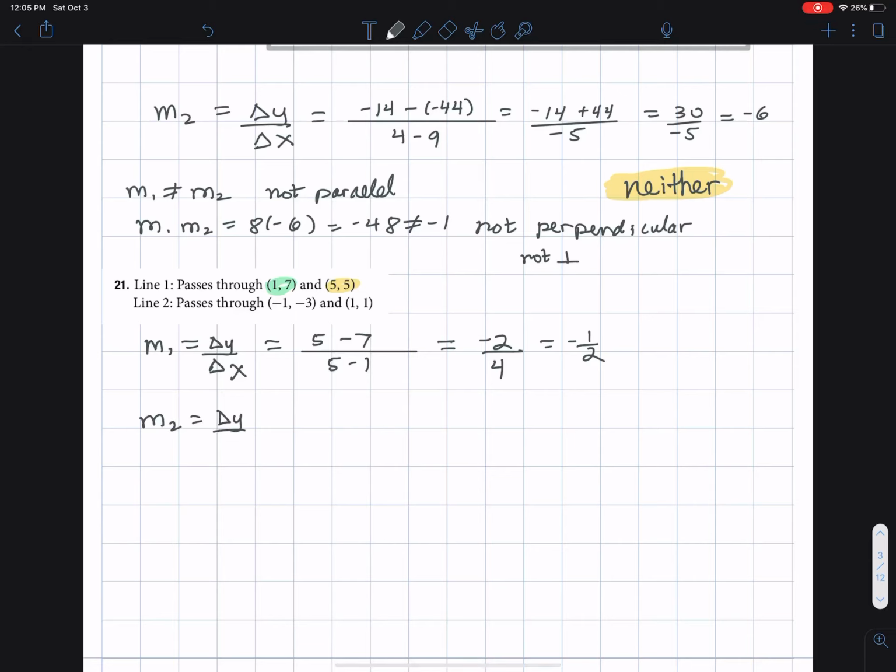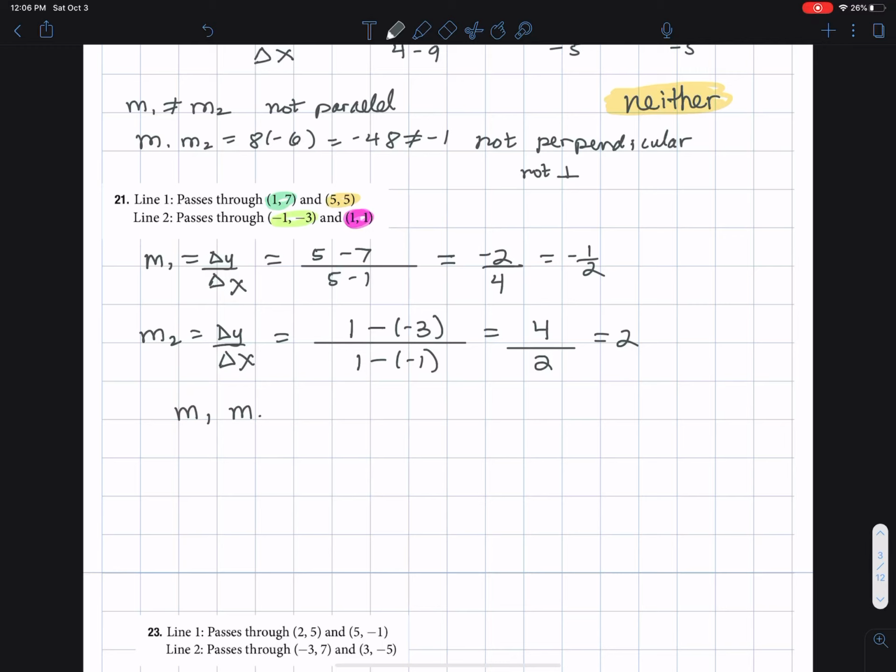M2 is equal to delta y over delta x. So this will give us the difference in the y coordinates divided by the difference in the x coordinates. Okay, so I have 1 minus negative 3, which is equal to 4, and then 1 minus negative 1, which is equal to 2. Looks like something's coming together. I see that negative 1/2 and 2 are negative reciprocals of each other. M1 times M2 is equal to negative 1/2 times 2, which is equal to negative 1. Therefore, I'm going to use the double arrow, which means therefore, and say L1 is perpendicular to L2.